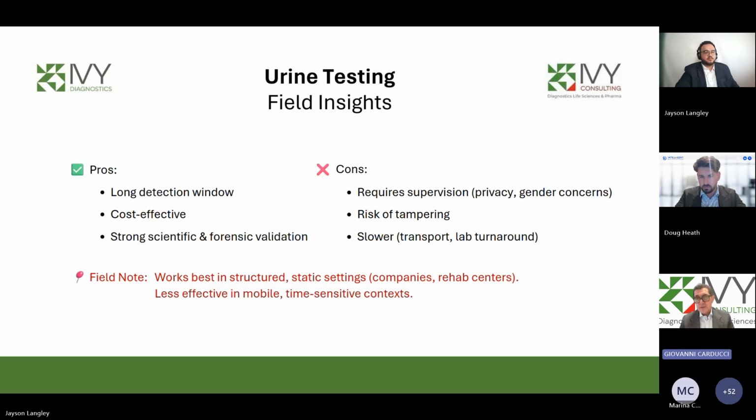Risk of tampering. If you go on the internet, you can find plenty of synthetic urine that you can buy even for a few coins. And it is slower, because it requires collecting the samples, bringing them somewhere else, and running the test. So as a field note, we can say that this works best in structured and static settings like companies or rehab centers. And of course, it's less effective when it comes to mobile or time-sensitive contexts.